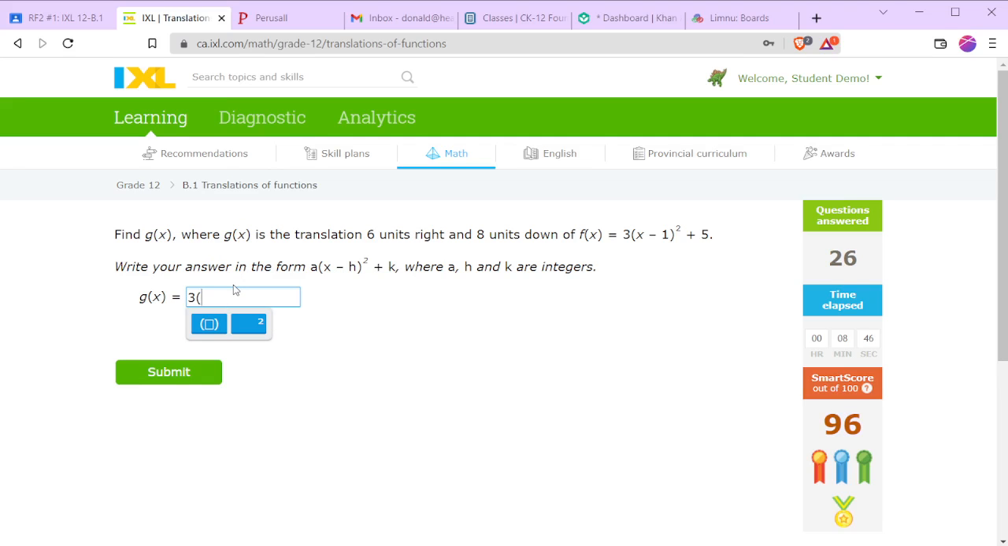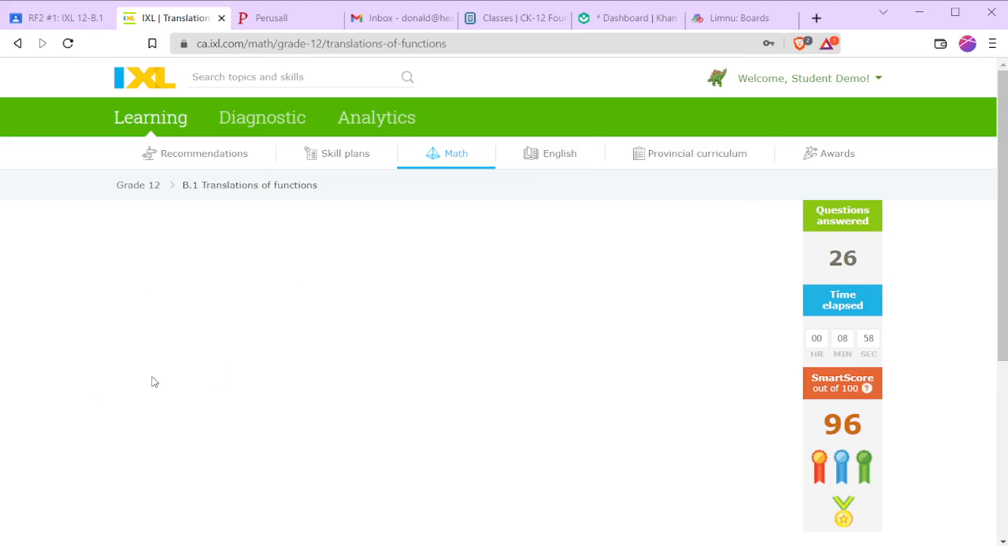Now we want to go 6 units right. So that's x minus 6, then that combines with the minus 1 to make a minus 7. And 8 units down, we subtract 8. So plus 5 minus 8 is a minus 3.